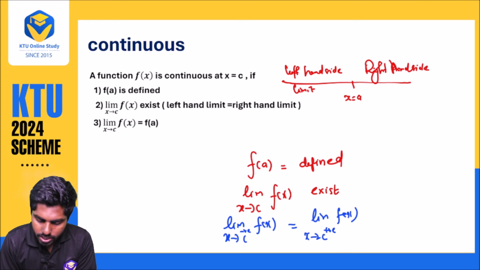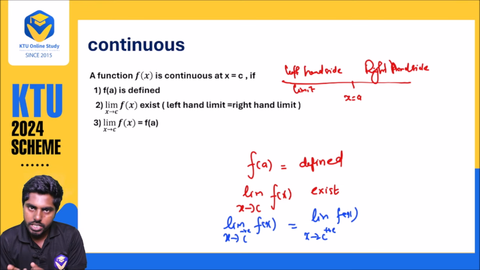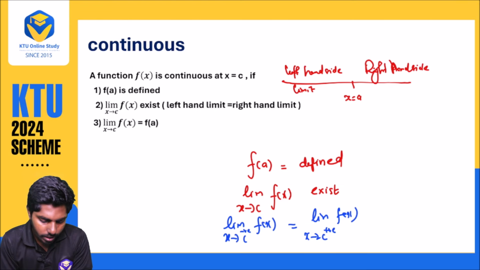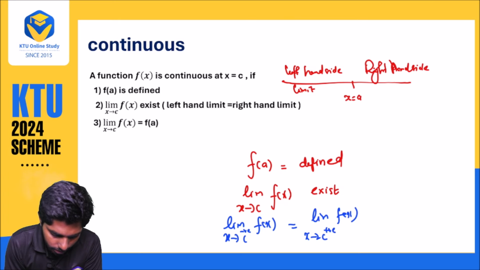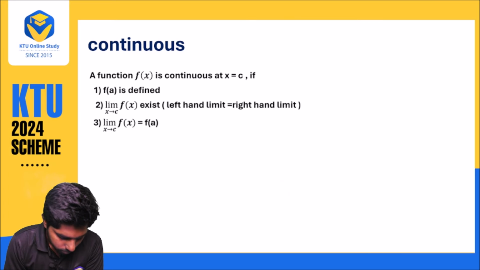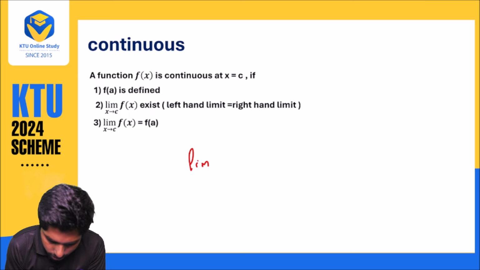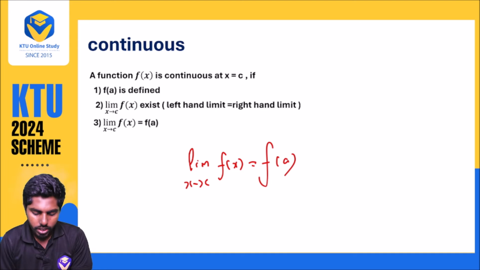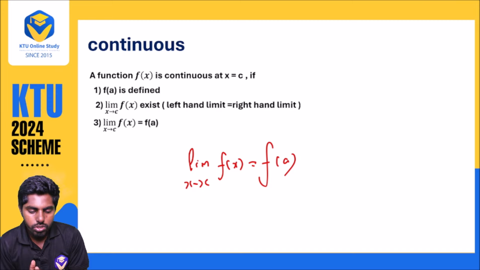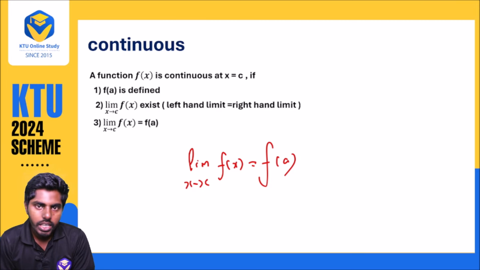The third condition is very easy. Once the first two conditions are satisfied, the third condition is automatically satisfied. What is the third condition? The limit as x approaches c of f of x is equal to f of a. When the third condition is also satisfied, we can say that the given function is a continuous function.